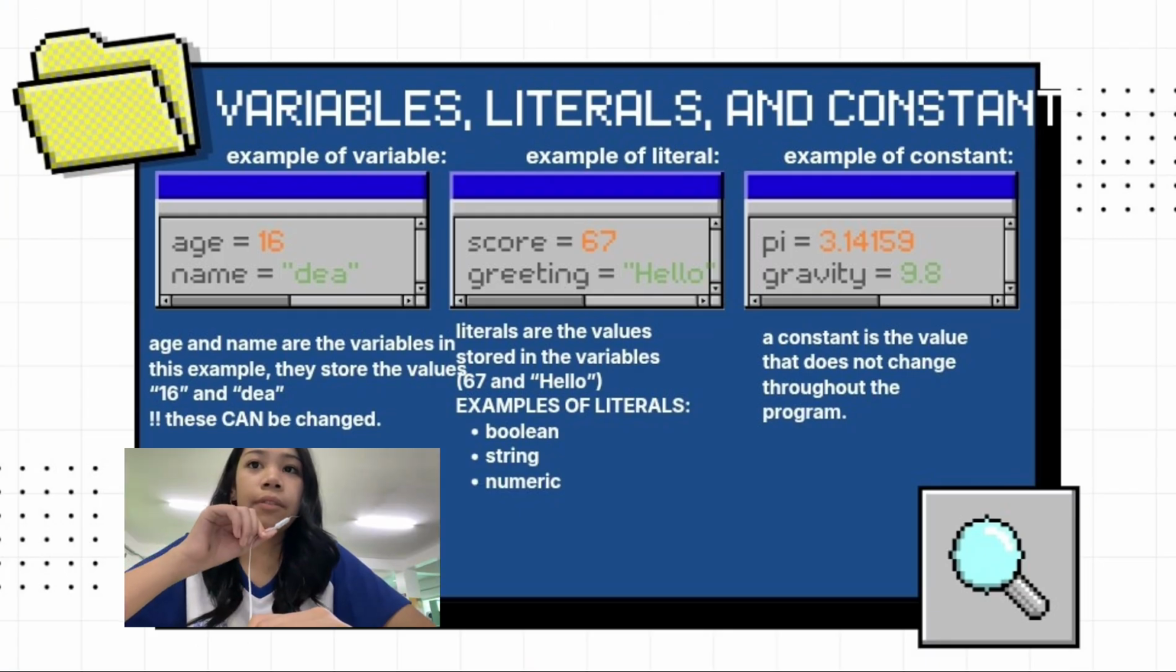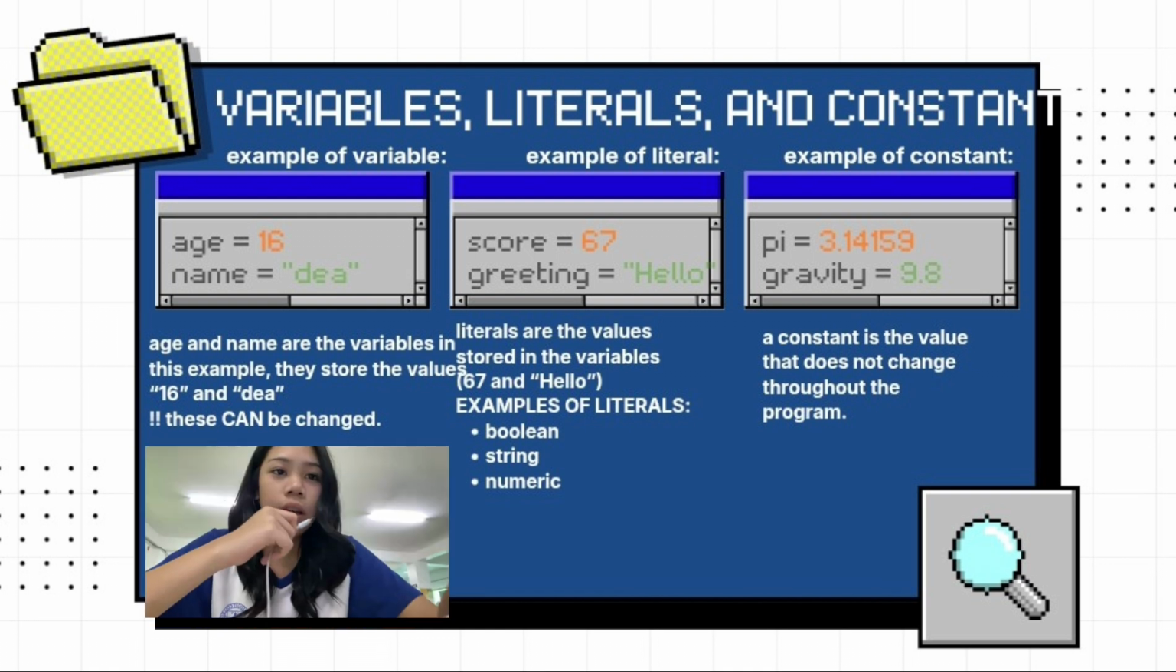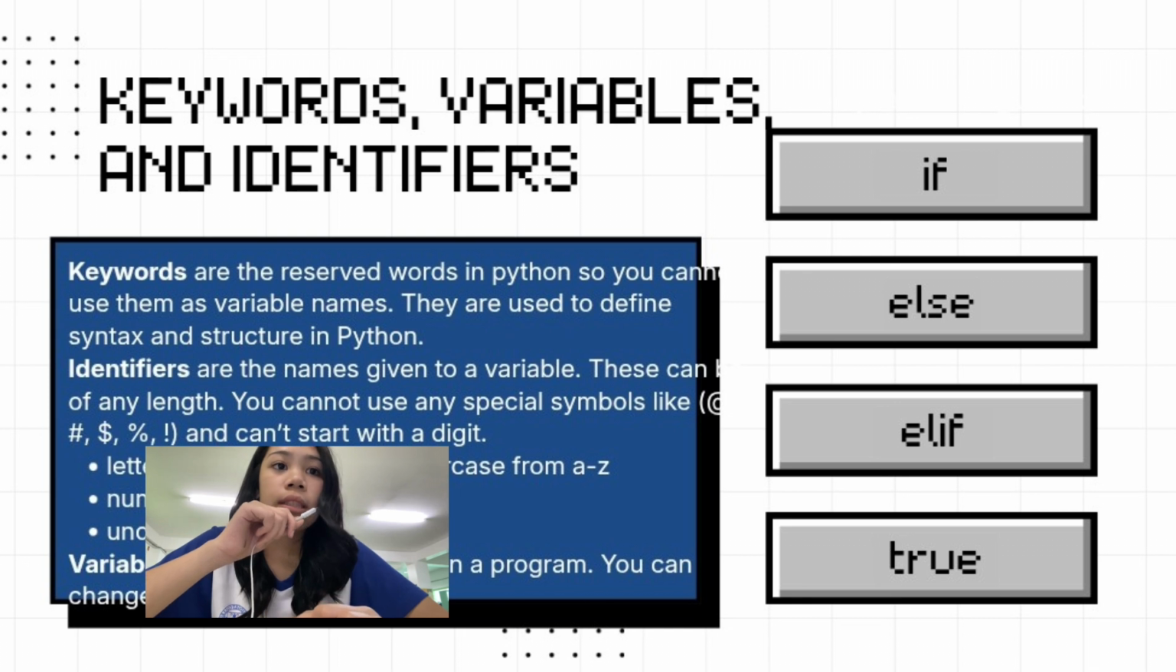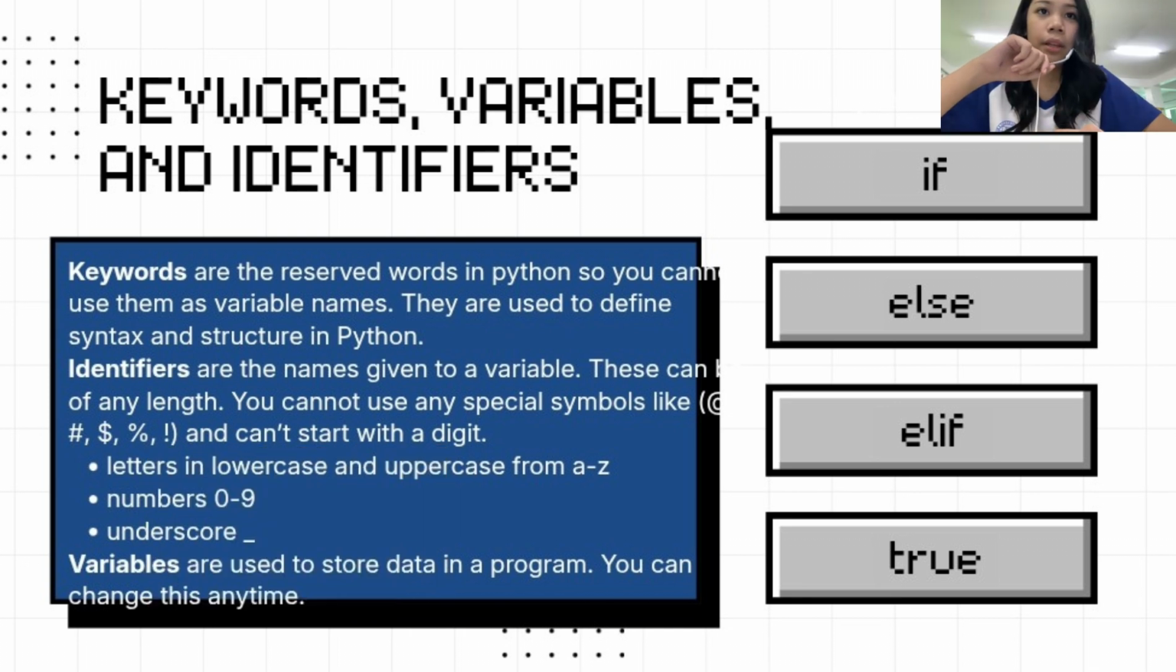Here is an example of a variable. Age and name are the variables in this example. They store the values 16 and the name Dea. These can be changed. Here is an example of a literal. Literals are values that are stored in the variables. So for this example, the score is 67. 67 is the literal, while the constants are those values that do not change throughout the program, they should not be changed at all.